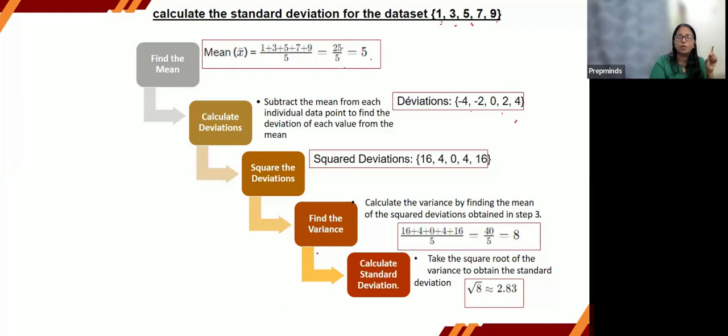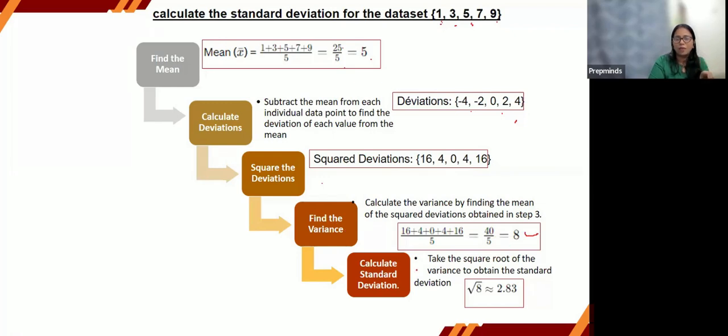Next, you need to find the variance. Now, what is this variance? In order to find the variance, you have to calculate the mean of the squared deviations that you obtained in the previous step, right? So take the average of these squared deviations. So 20 plus 20, that is 40, divided by 5. So this is 8. Now, 8 is the variance, right?